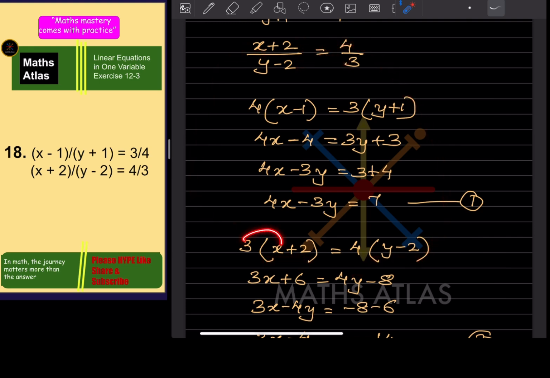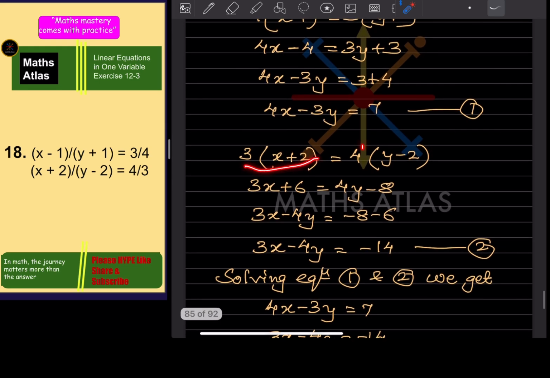Now we are going to expand it. 3x plus 6 is going to be 4y minus 8. So 3x minus 4y is equal to minus 8 minus 6. So 3x minus 4y is going to be minus 14. This will be equation number 2. Now we are going to solve these two equations.